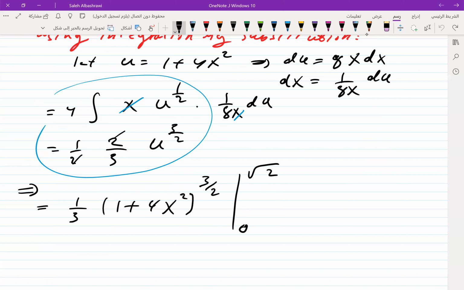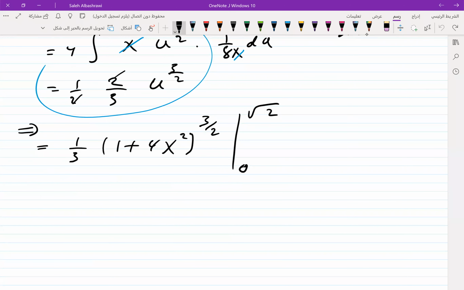Small remark: for the limits of the integration, we can find the limits for the variable u, or just find the independent integral for u, then write the original function as it is, and write back the limits of the variable x, which are 0 and square root of 2. From this one, we can find the limits for the variable u, or just keep it as it is, write it back and use the original limits, 0 to square root of 2.